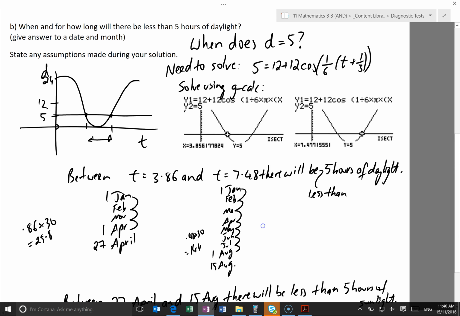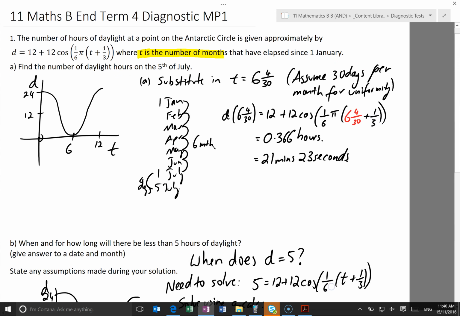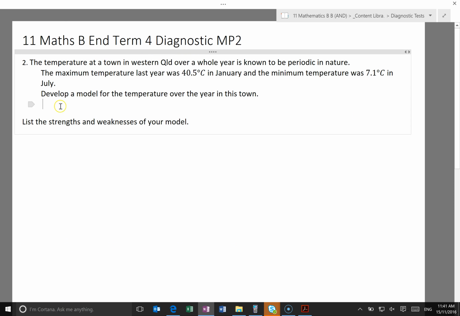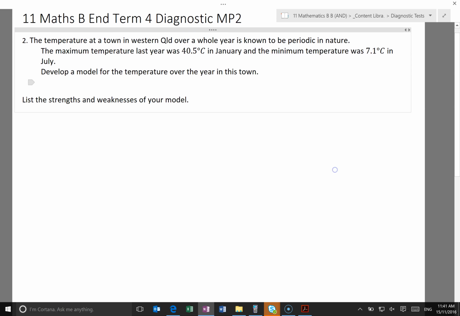Alright, it asked for any assumptions that we used. We made that assumption there, that there would be 30 days per month for uniformity. Onto question 2. Temperature in the town is known to be periodic in nature, and we're given a maximum and a minimum temperature. We need to make a model.